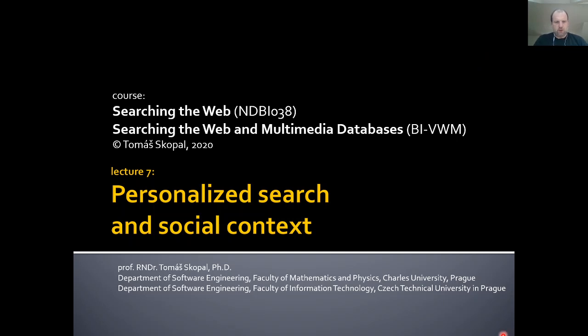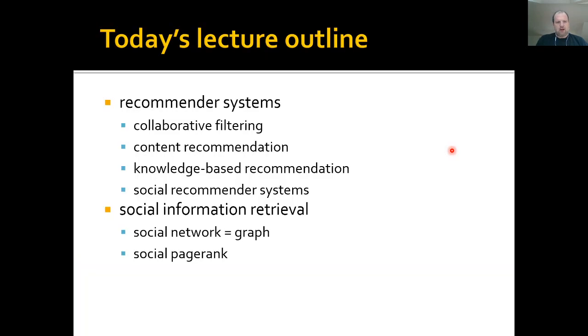In this lecture, we will deal with personalized search and social context of retrieval from web. Most of the focus will be given to recommender systems, and we will introduce the three basic categories of recommending methods, and this will be collaborative filtering, content-based recommendation, and knowledge-based recommendation.